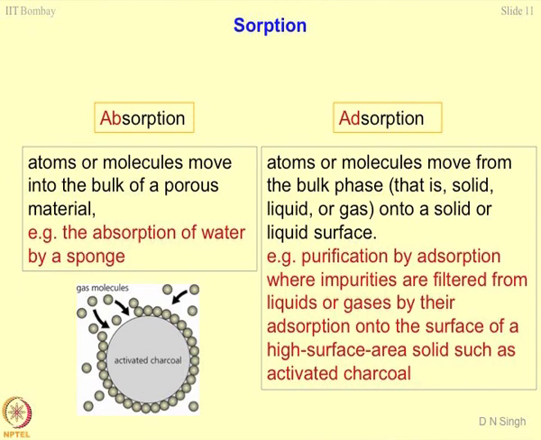If you read the definition, atoms or molecules move from the bulk phase, that is solid, liquid or gas, onto a solid or liquid surface. So, it is a further penetration. Purification by adsorption, where impurities are filtered from the liquid or gases by their adsorption onto the surface of a high surface area solid such as activated charcoal. So, this is the basic difference between the two.